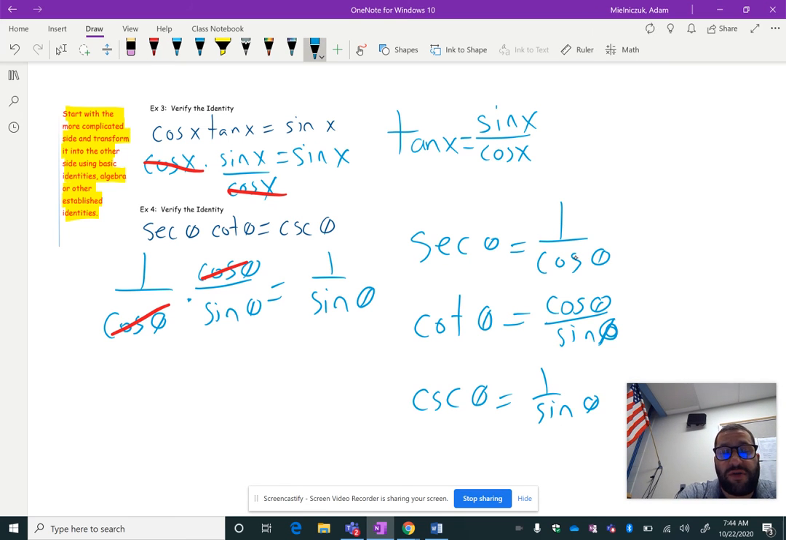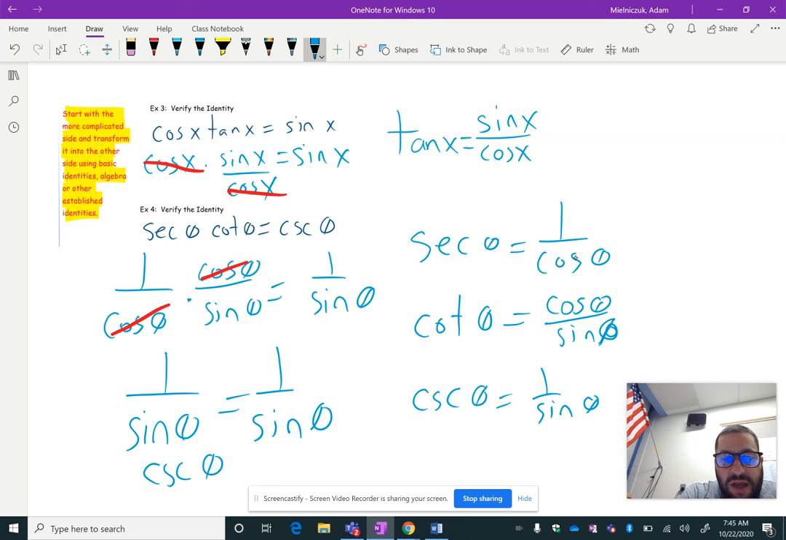But from there, we should see that we have 1 over sine theta equals 1 over sine theta, which we know is cosecant. You don't necessarily have to show this last step, but it does kind of bring it back home to make the right side equal the right side.